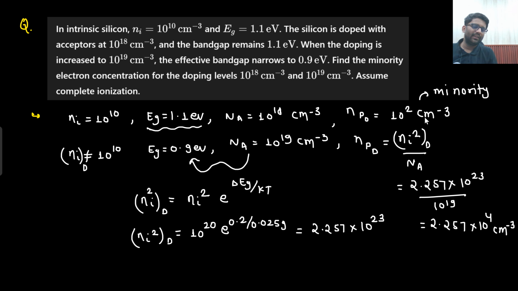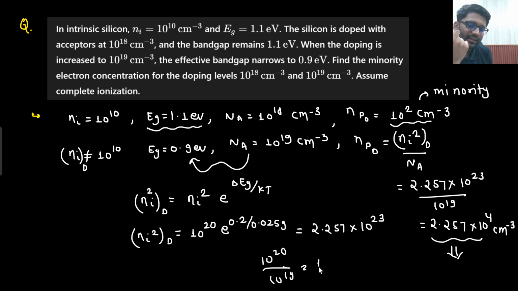What do you see? This was your minority carrier concentration, and now it has increased. What did I expect, sir? 10 to the power 20 divided by 10 to the power 18 gives 10 to the power 2 here, and here I should get 10 to the power 20 divided by 10 to the power 19, that is 10 centimeter cube inverse. Here I am getting 100 centimeter cube inverse, but I should get 10. This should be my electron concentration, but after doping you can see that electron concentration has increased, not decreased.